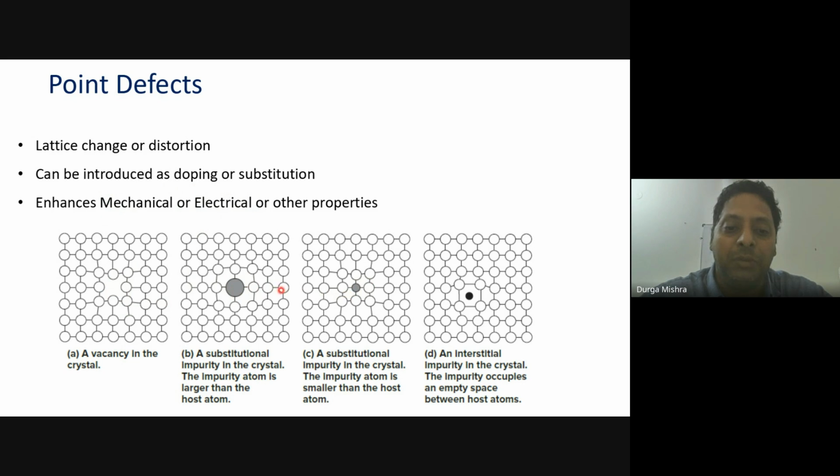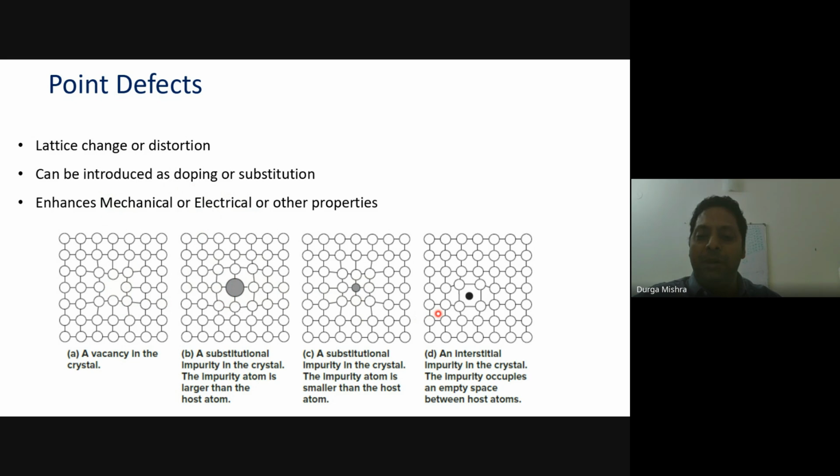When we are talking about substitution, that means we are replacing one of the original atoms by this impurity atom. So if I have, let's say, silicon here, one of the silicon atoms will be replaced by a boron or a phosphorus. So this is the substitution we are talking about. The size of the atom which is replacing could be larger or smaller.